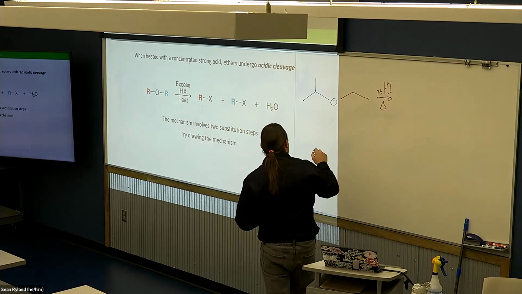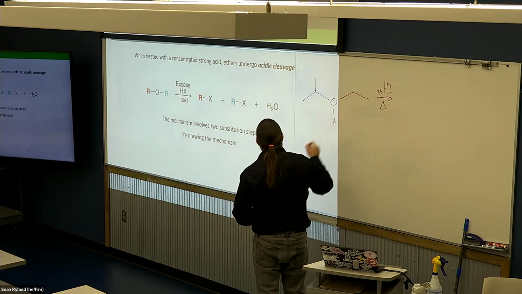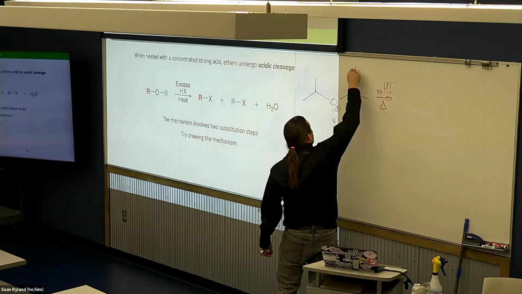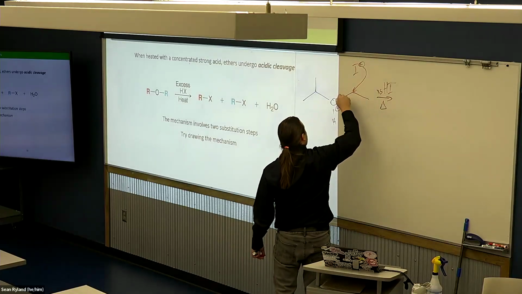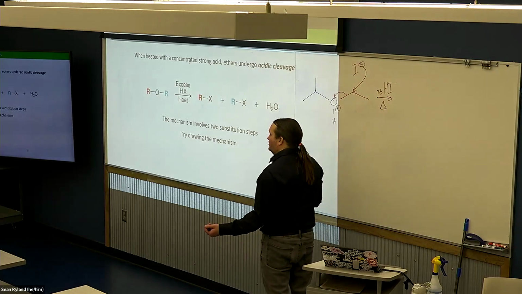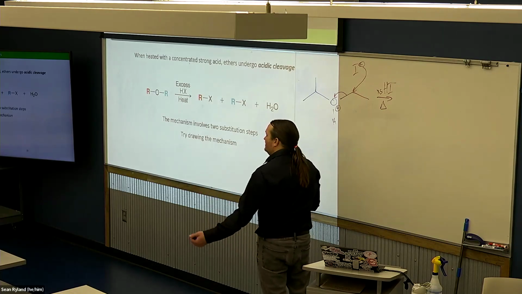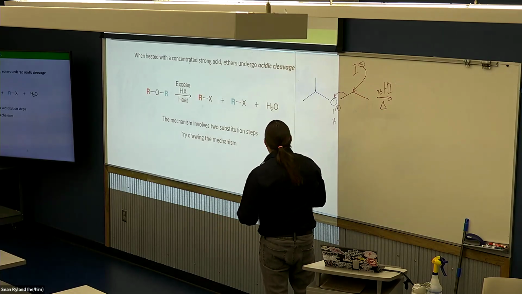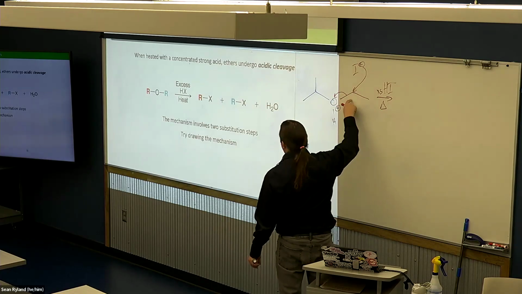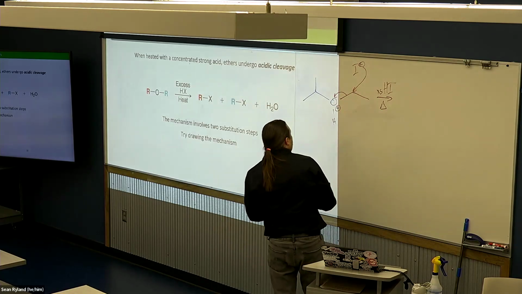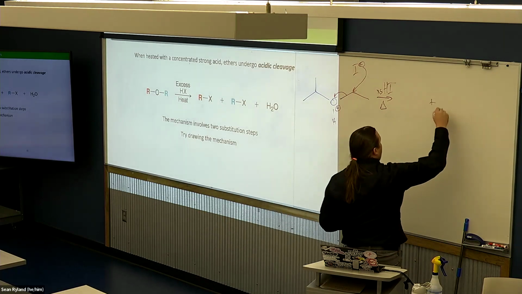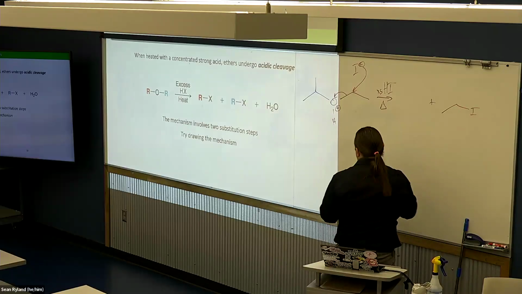what's going to happen is that first off, you're going to protonate this, which makes it a better leaving group, and then your iodine can come in here, and we just do another SN2, just the other direction. Instead of the halogen leaving to make room for the carbon-oxygen bond, the carbon-oxygen bond leaves to make room for the halogen. So now we've got isopropanol and ethyl iodide.